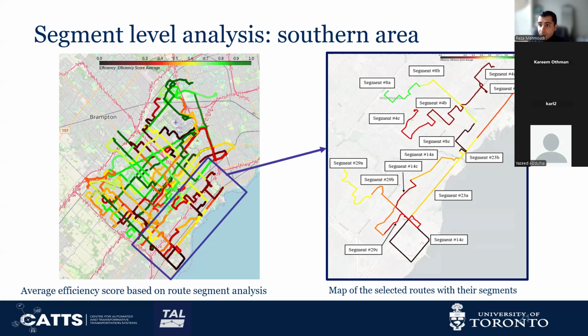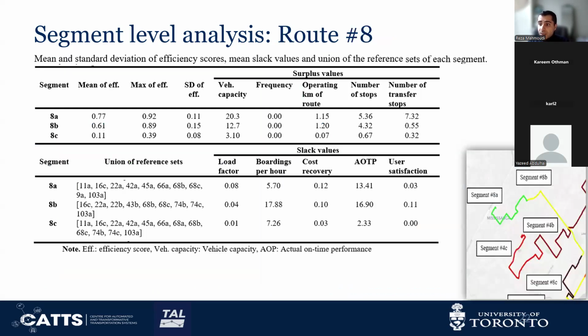Just for the purpose of this presentation, let's focus on Route 8 and segment 8A, the green one, 8B, the yellow one, and 8C, the black one, and see how T-Spark helps us to find the best strategy to deal with these inefficient segments and how we can improve their performance.